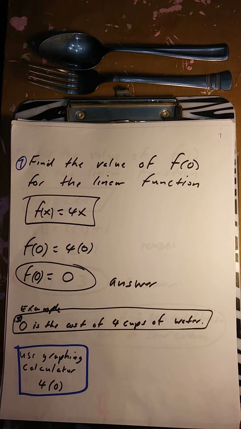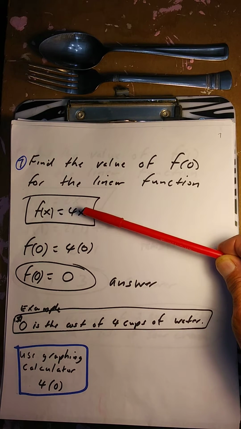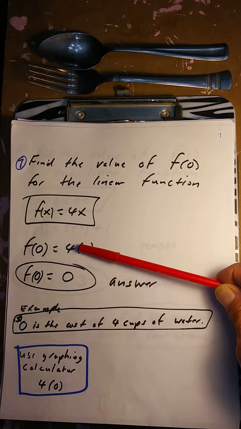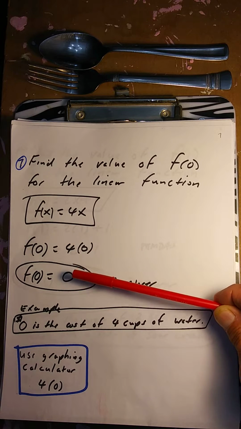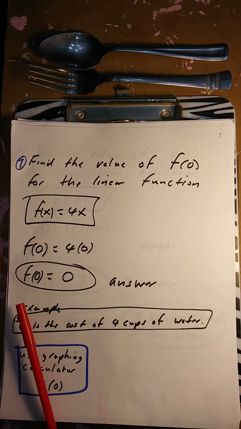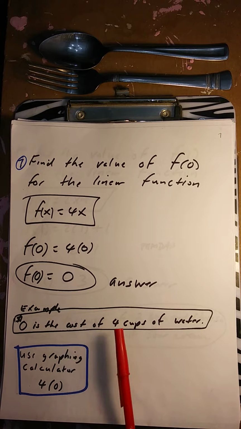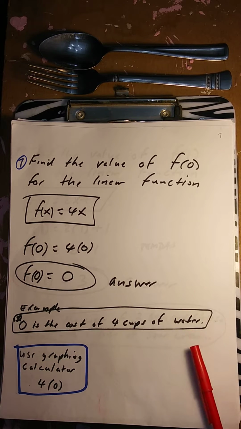Alright, find the value of f of 0 for the linear function f of x equals 4x, so 4 times 0. Again, 4 times 0 is going to be what? 0. So f of 0 is 0 for the function, and 0 is the cost of 4 cups of water.